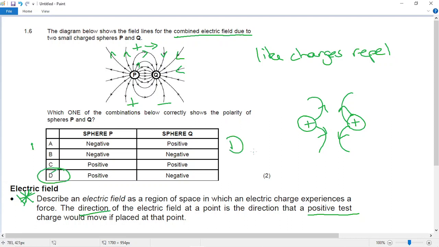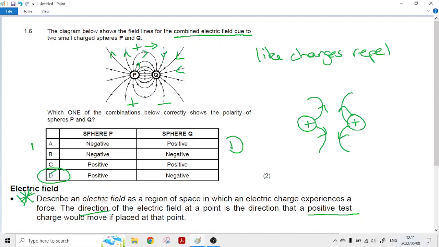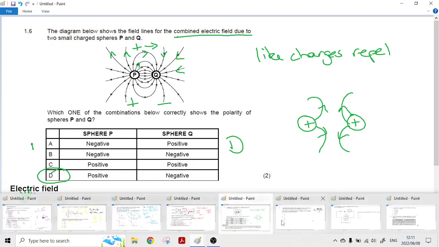And your definition is what is helping you do that. You have to know that the arrows show the direction a positive test charge would move. And as always, like charges repel.